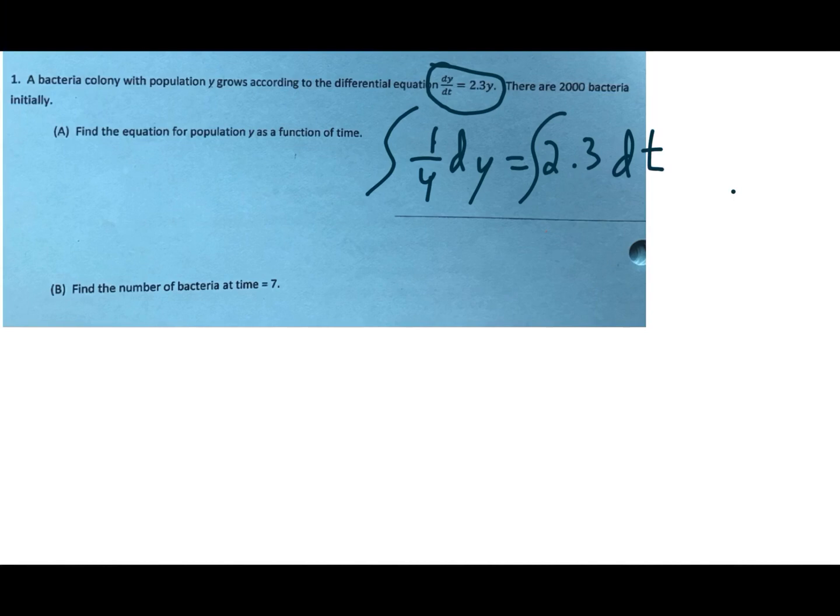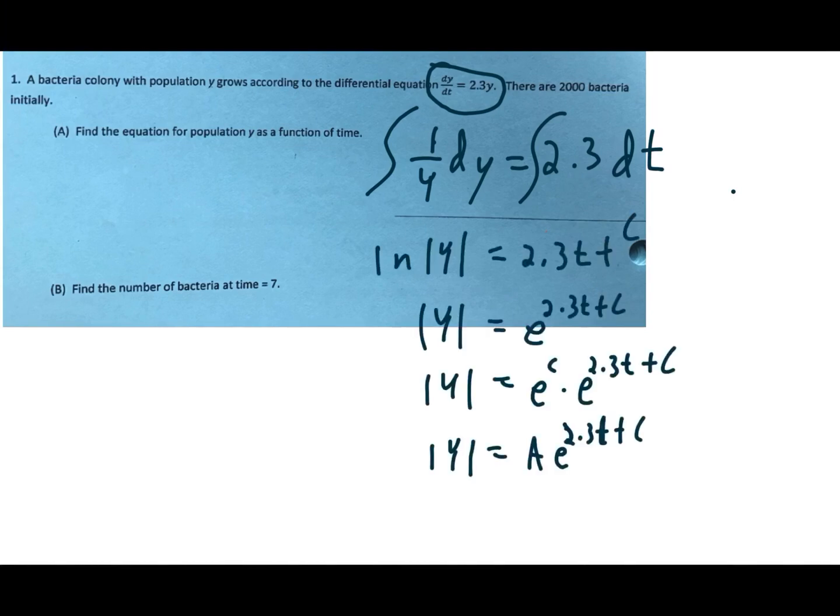Here on this first problem, it says find the equation for the population y. Here's our differential equation, very similar to what I just talked through, so I'm going to go ahead and solve this. I'm going to separate by dividing by y and multiplying by dt. So I have 1 over y dy equals 2.3 dt. Then from there I'm going to integrate each side separately.